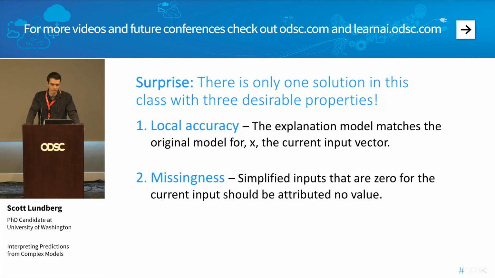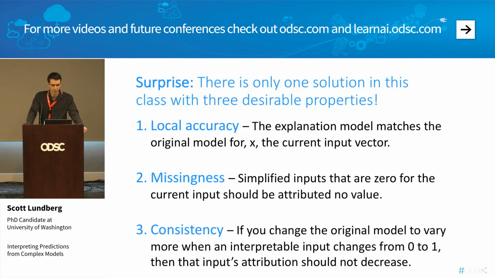The second one is missingness, which may sound complicated, but it's actually followed by all of these methods already. And it simply means that 0 means your feature isn't important. Okay? So simplified inputs such that they're already 0 should be attributed no value. That often means if you have missing data or you have a reference value of 0 and it comes in as 0, then all of those should be attributed no importance. Okay? So it essentially means that 0 connotes some type of missingness. So features that are unobserved should not impact your output. And then the final one is consistency.